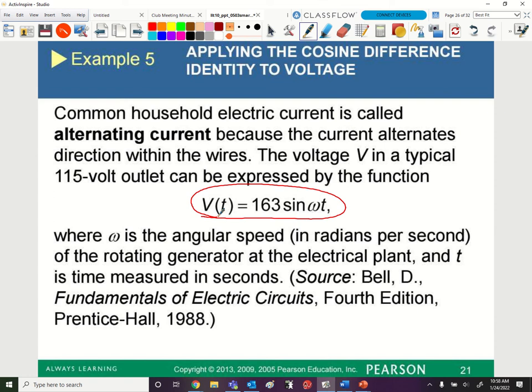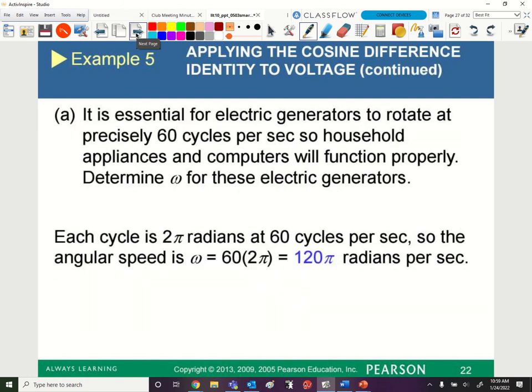So we have a couple variables here that we're going to deal with. We're looking for a W and a T. It is essential for electricity generators to rotate precisely 60 cycles per second. So 60 cycles per second, so it's 60. It rotates, so that's what a cycle is. That means a full rotation. That's going to be 60 times 2 pi. So 60 of those, 60 times 2 pi per second. So every second it does that.